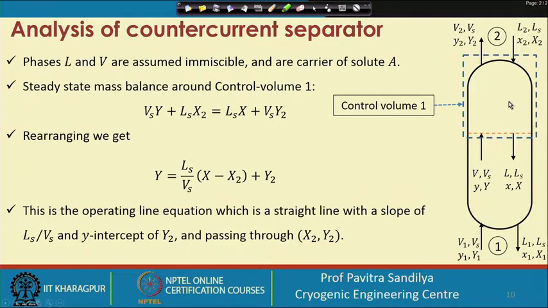Now, if we do a steady state material balance, assuming that the two phases L and V are immiscible, then we find that this is the ingoing stream, that is Vs into capital Y is the amount of species A going in, and Ls into x2 is the amount going in, and coming out is Vs into y2 and Ls into x. So, this is how we write that whatever is going in is equal to whatever is coming out at steady state. There is no accumulation.